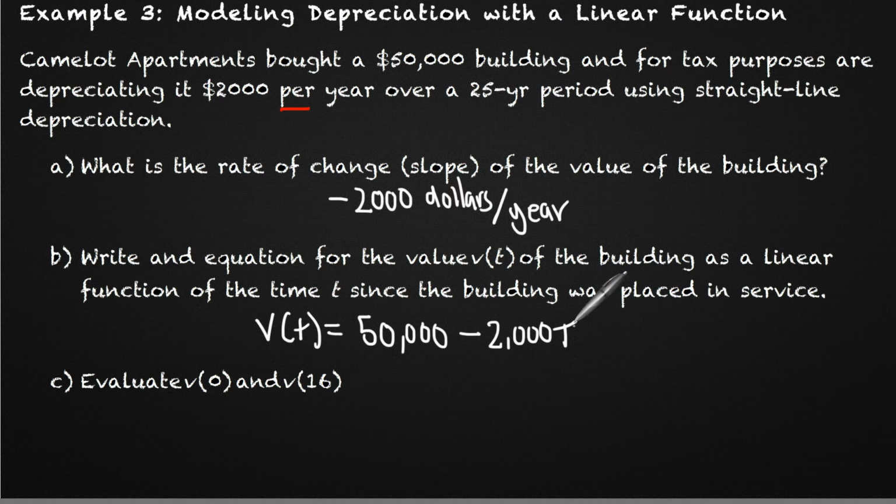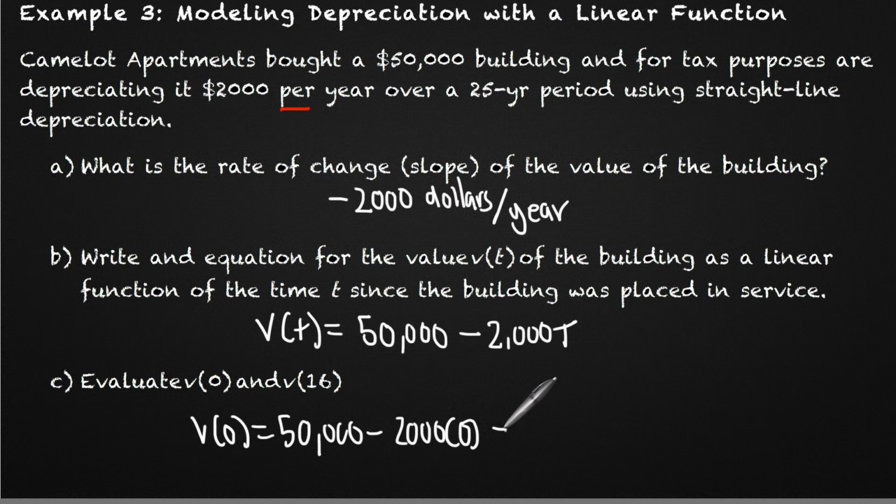So that makes sense. If t is 0, then the building is worth $50,000. After 1 year, it's 50,000 minus 2,000 times 1, which is 48,000. It goes down 2,000 a year. So that's what we want to have for that. So v of 0, we just basically said, that's going to be 50,000 minus 2,000 times 0. That's just going to be 50,000.